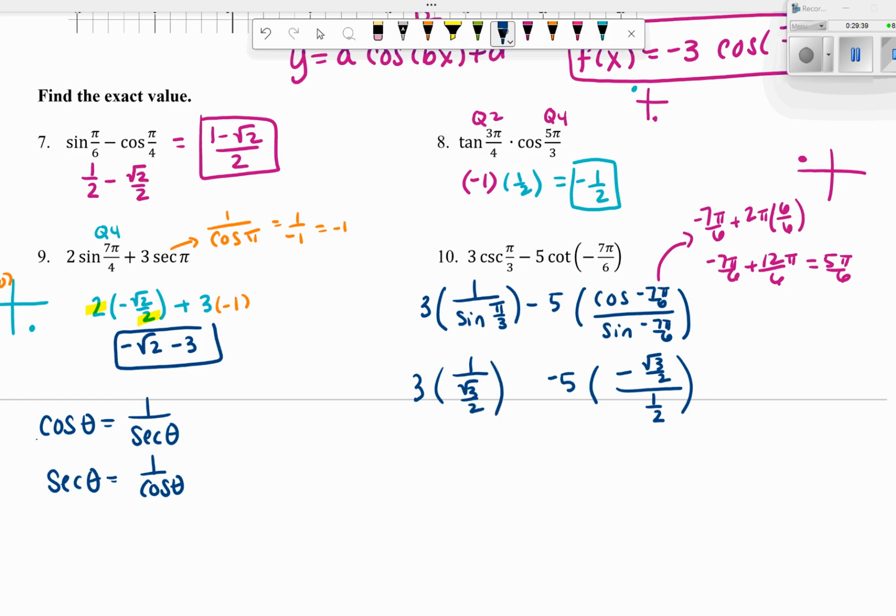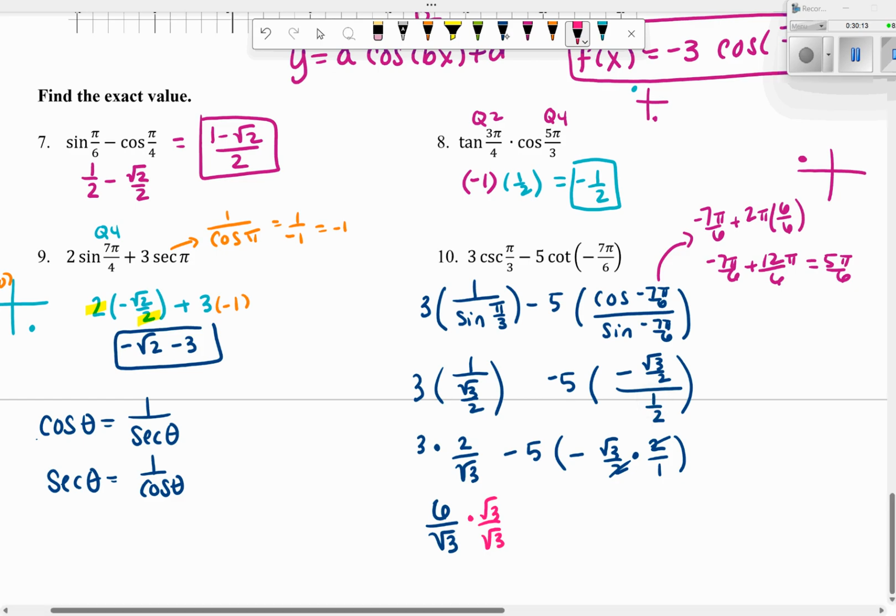So now we have to simplify this. So we have 3 times, if we flip this, this would be 2 over root 3 minus, and then over here we have a negative times a negative, so that's actually going to become plus because of these two negatives, but we can deal with that later if we want. So minus 5, and then this would be negative root 3 over 2, keep, change, flip, and then times 2 over 1. So these cancel out to leave us with negative root 3. And then here we have 3 times 2, which is 6 over root 3. We want to rationalize that, so this becomes root 3 over root 3. So when we do that, we get 6 root 3 over 3, which is just equal to 2 root 3.